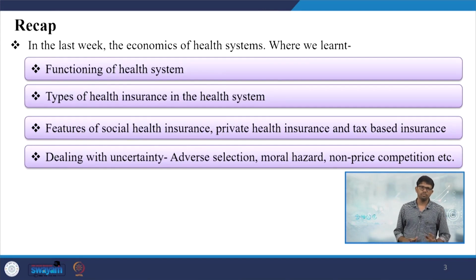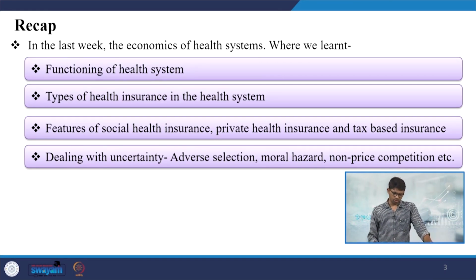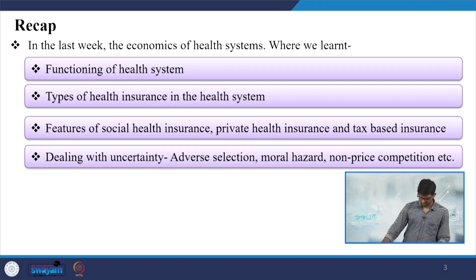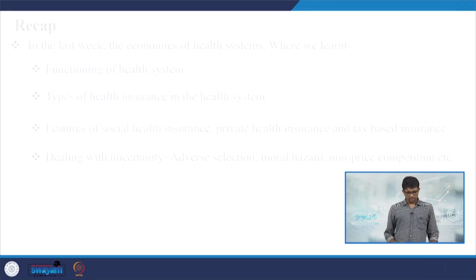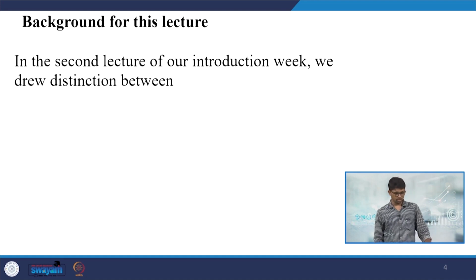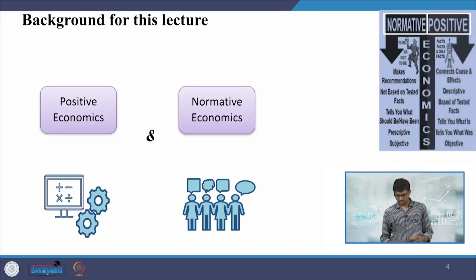As we know already, we have discussed health systems, their types and features. We also understood price rationing, different health insurance schemes and their directions, such as uncertainty, dealing with uncertainty as adverse selection, moral hazard and price, non-price competition, etc. So, we will now be emphasizing the evaluation and its background. In the picture you can easily find the clear difference between positive and normative economics.